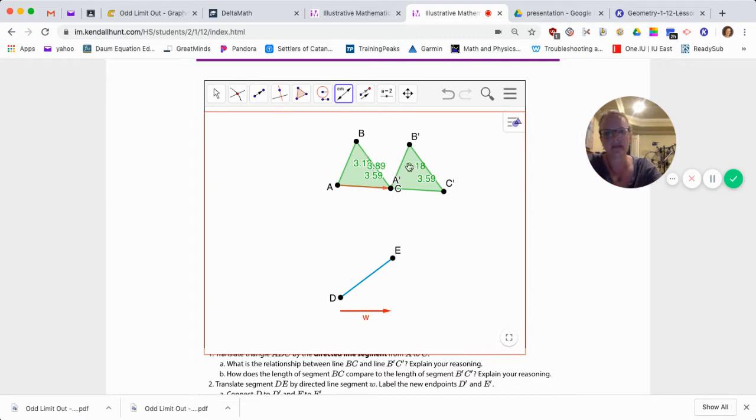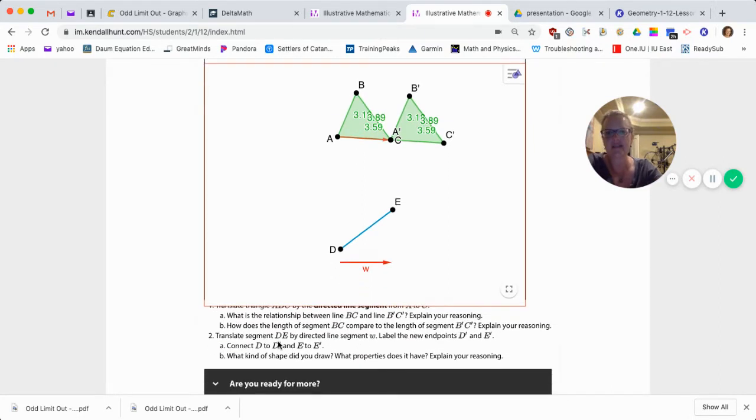And then BC, can't really see there. I can drag this up. Nope. And B prime C prime, exact same measurement. So I think it says, what is the relationship between BC and B prime C prime? They're congruent. They're exactly the same measurement, and they're parallel. Okay, they're parallel to each other. How does the length of the segment BC compare to the length of segment B prime C prime? They're congruent. I already said that, sorry. Because it's a rigid motion.